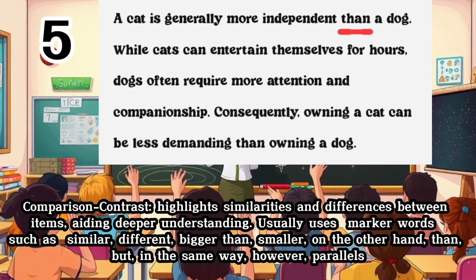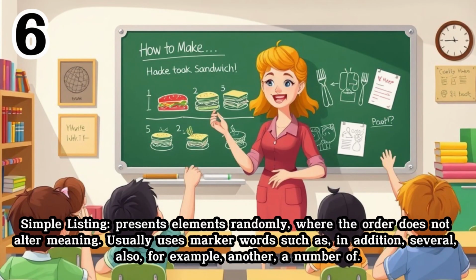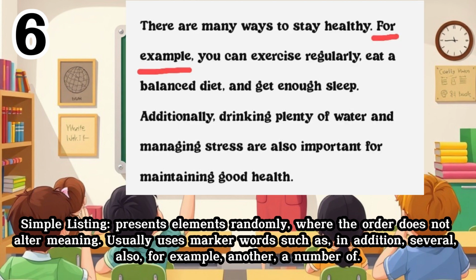however, and parallels. Finally is simple listing: presents elements randomly, where the order doesn't alter meaning. Usually use marker words such as in addition, several, also, for example, another, and number of.